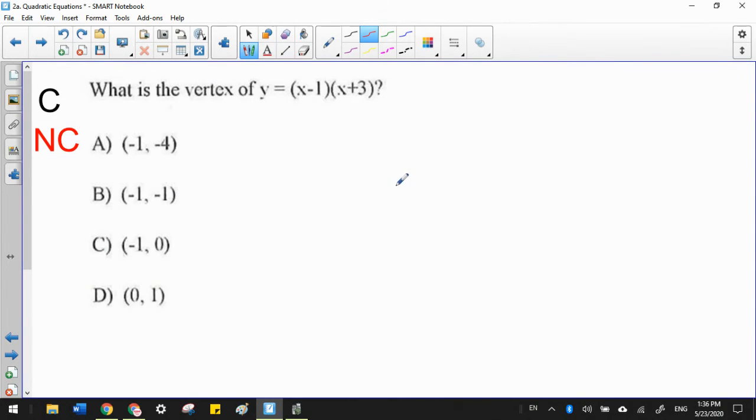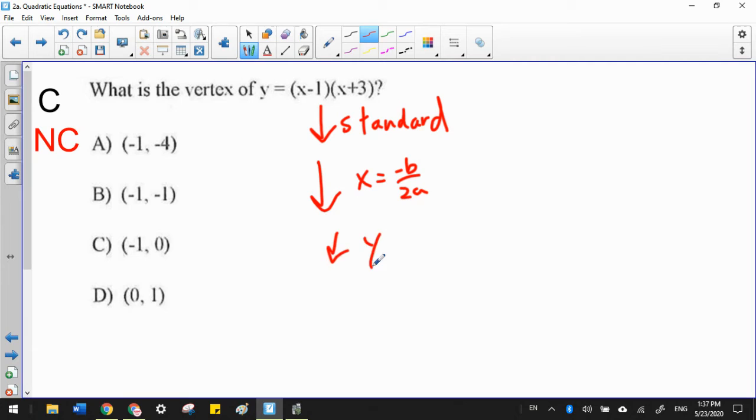So what is the vertex of y equals x minus 1 times x plus 3? If you don't know the rule about vertex form of equations, you might be tempted to turn it into standard form and then use the x equals negative b over 2a formula in order to get my y value.